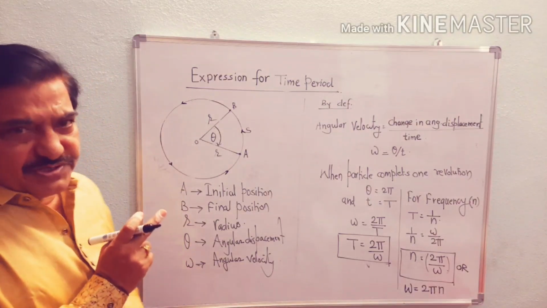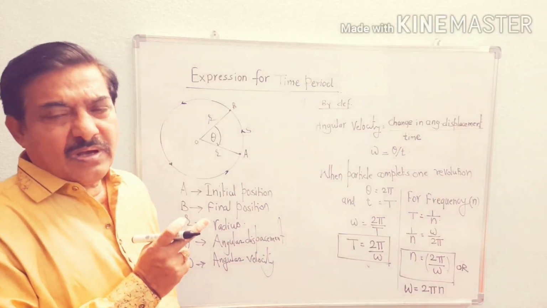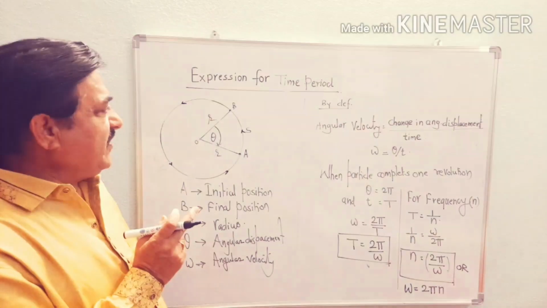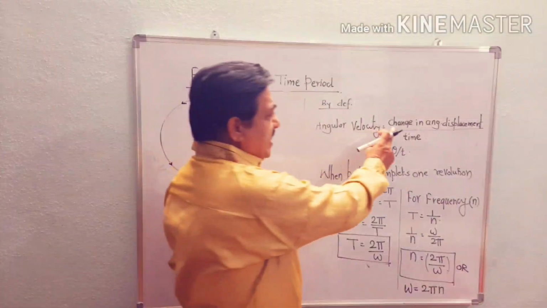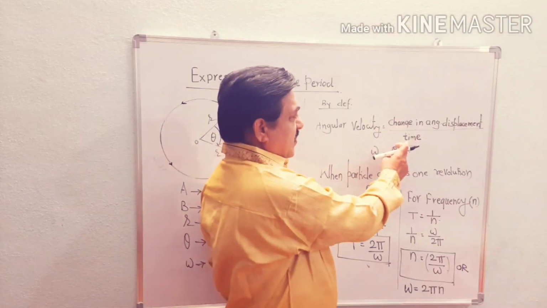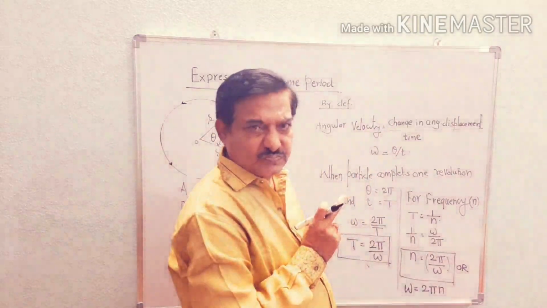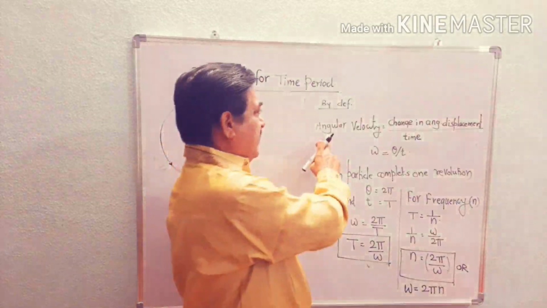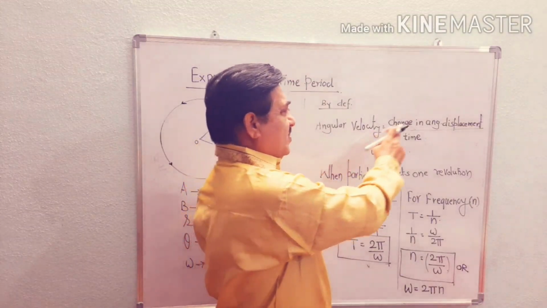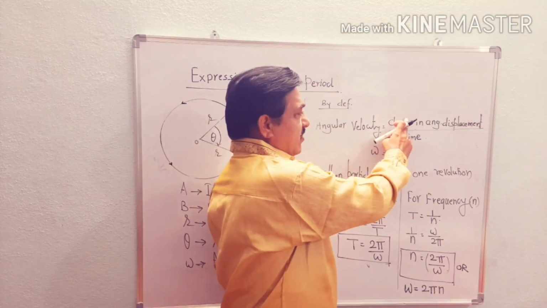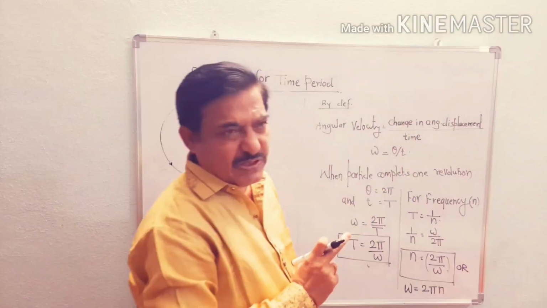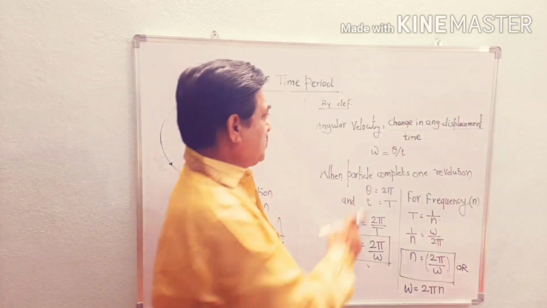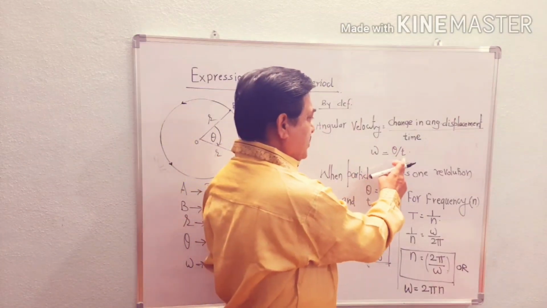So, by definition, angular velocity is defined as change in angular displacement upon time. Angular velocity omega is equal to change in angular displacement upon time. Change in angular displacement is theta. So, omega is equal to theta upon t.